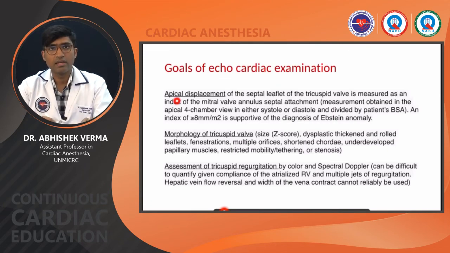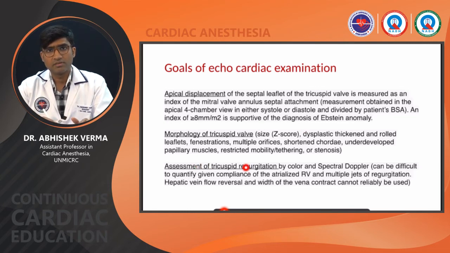So in echo, what is our goal? We have to see the apical displacement to define the Ebstein anomaly. It should be more than 8 mm per meter square. We see the tricuspid valve morphology, function, fenestration, or whether there are multiple orifices, shortened chordae, or an underdeveloped valve. We define it by a Z score. Z score means how much that tricuspid valve is standardly deviated from the normal for the age and height group of the patient.